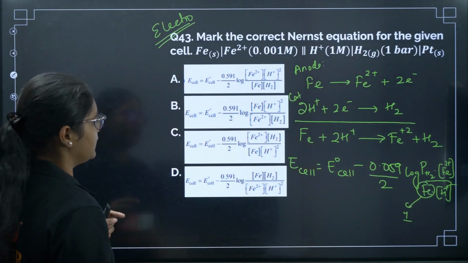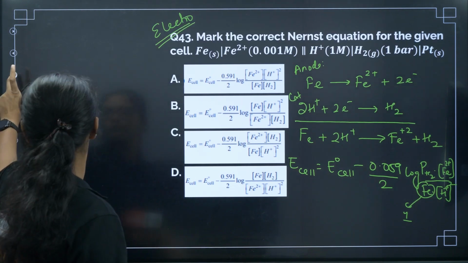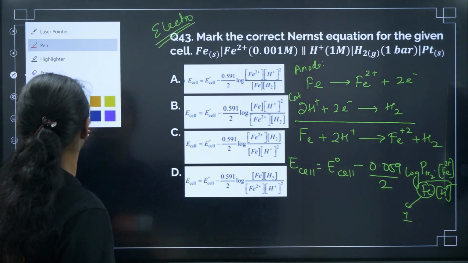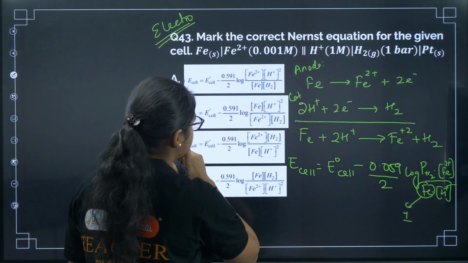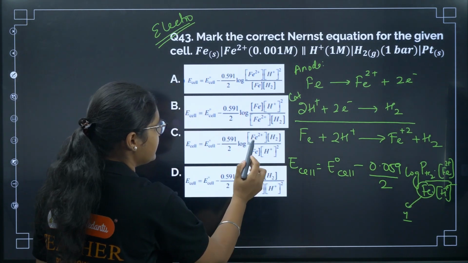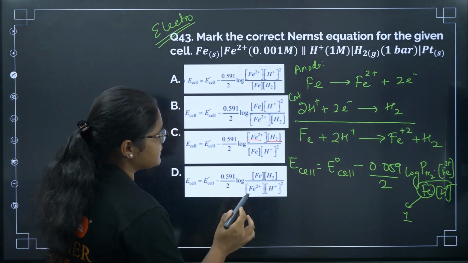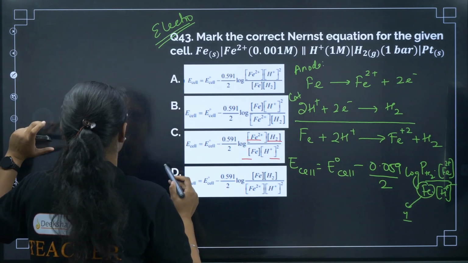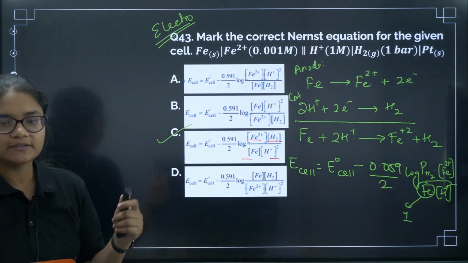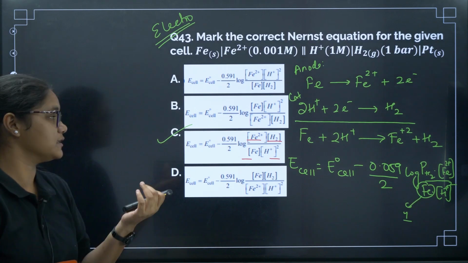Now if you see here, which option is matching? In the first option, Fe2+ is there, but the partial pressure of H2 is not there. If you see option number C, here Fe2+ is there, the partial pressure or concentration of H2 is there, then Fe is there and H+ square is there. So the correct answer for this question will be option number C. Very easy, no calculation, but basic concept based questions have been asked.